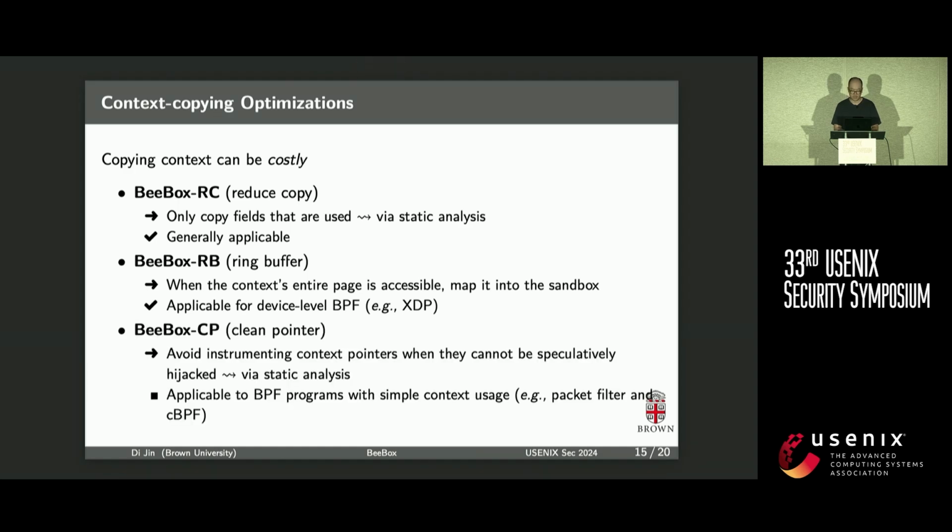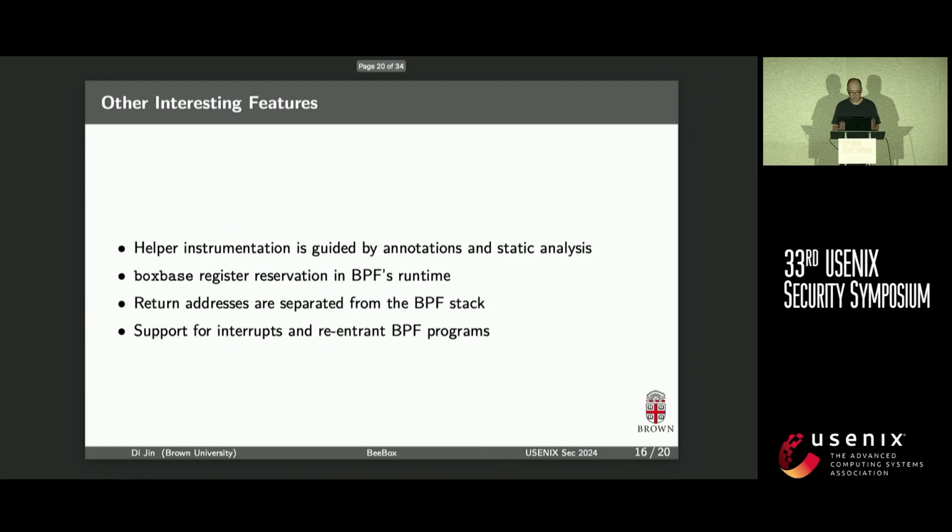BeeBox CP tries to avoid transforming the context pointer altogether. This can only be used when the context pointer cannot be speculatively hijacked. This is applicable to BPF program types that have simple context usages. There are a couple of other interesting things that we'll not go into here, but details of which are available in the paper.